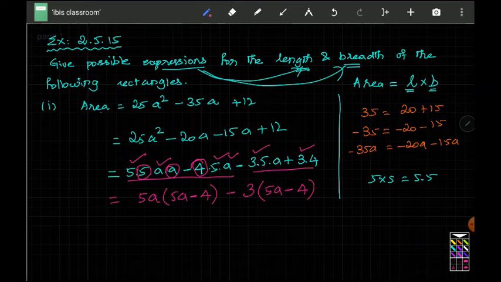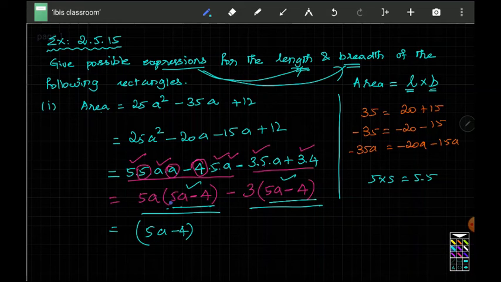So then the next step is, 5a minus 4 is common to both of these expressions, 5a minus 4, 5a minus 4. So 5a minus 4 times the 5a remaining here minus this 3 remaining here. So 25a square minus 35a plus 12 can be written as the product of 5a minus 4 and 5a minus 3. Then these are two possible expressions for length and breadth. Either this could be length and that could be breadth, or this could be breadth and that could be length.